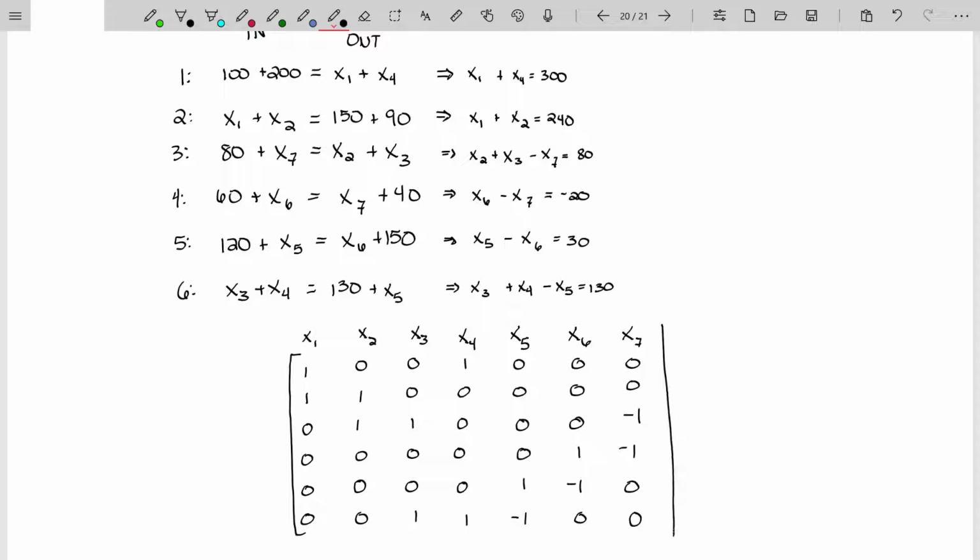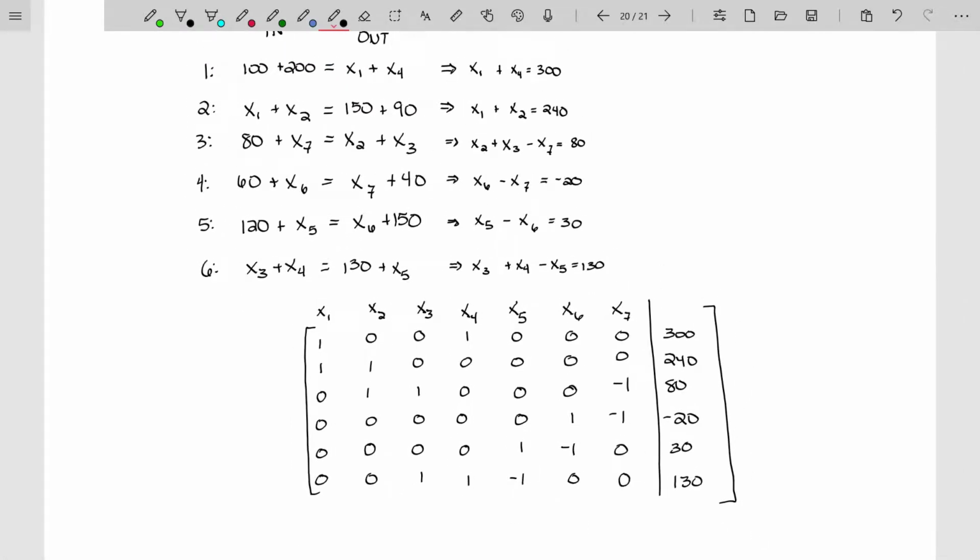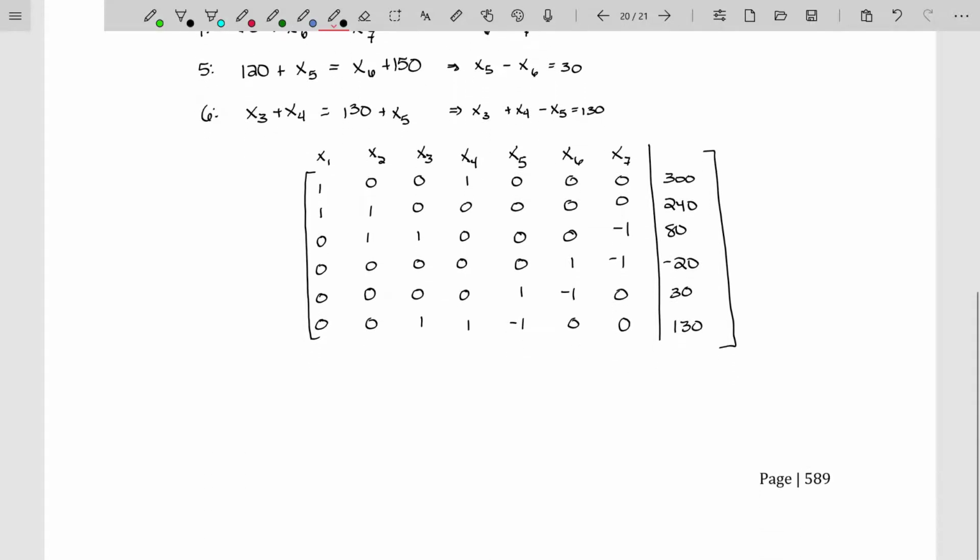And I'm going to pause the video and double check in a moment, but then we have our right hand sides, 300, 240, 80, negative 20, 30, and 130. And again, like I said, I'm going to pause the video, just check that I've done everything properly. Now you can see it's a terribly large system, but it's also known as a sparse system, which means basically that we're lucky. There's a lot of zeros already set up for us. So solving this shouldn't be too bad.